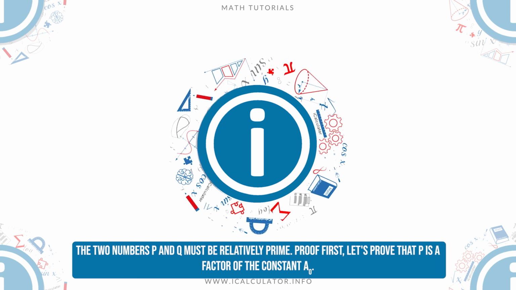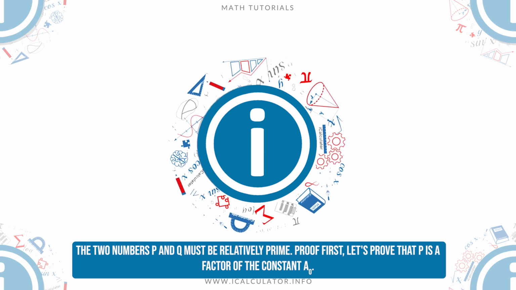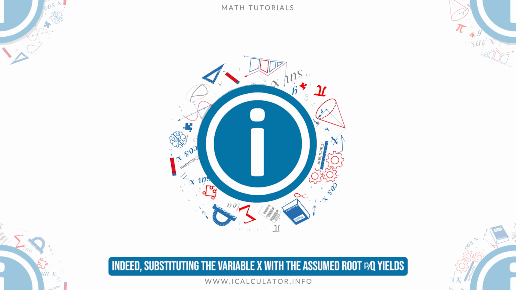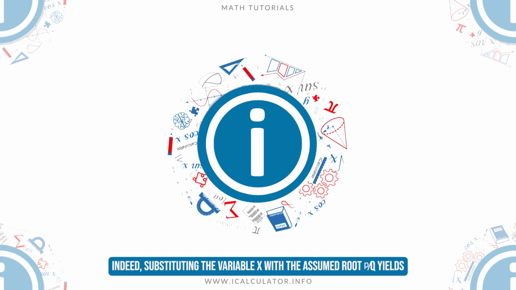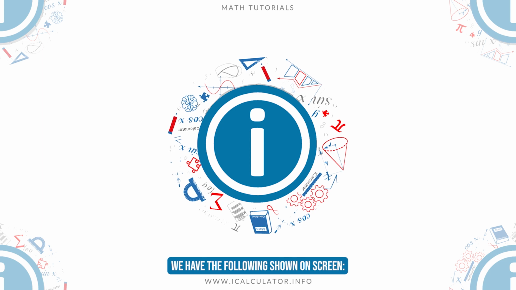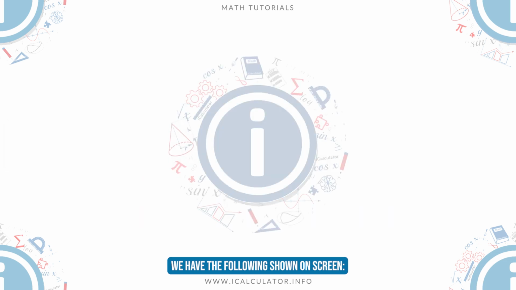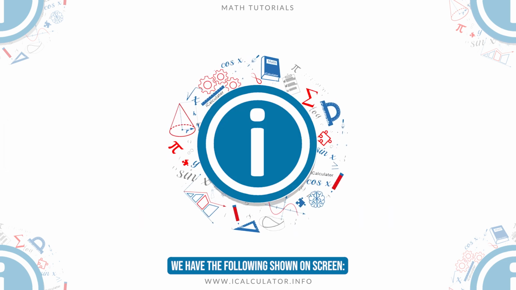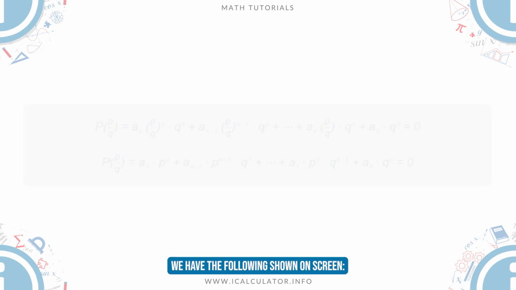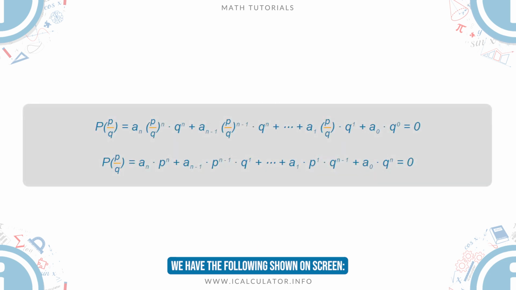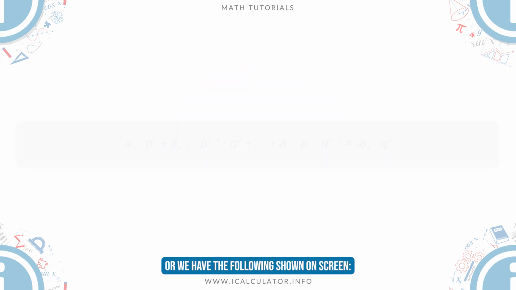Proof. First, let's prove that p is a factor of the constant a0. Indeed, substituting the variable x with the assumed root p over q yields the expression shown on screen. Multiplying both sides by q to the n yields the following.